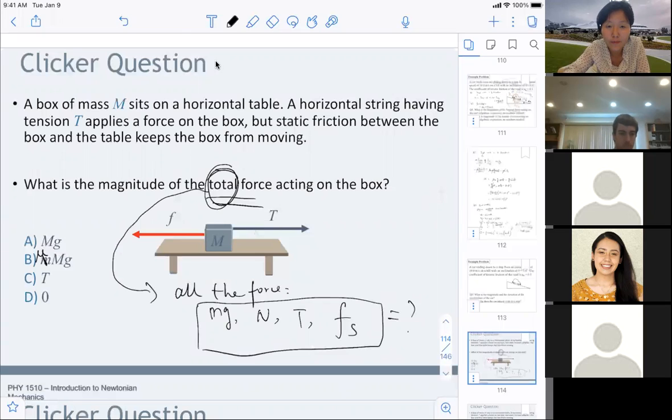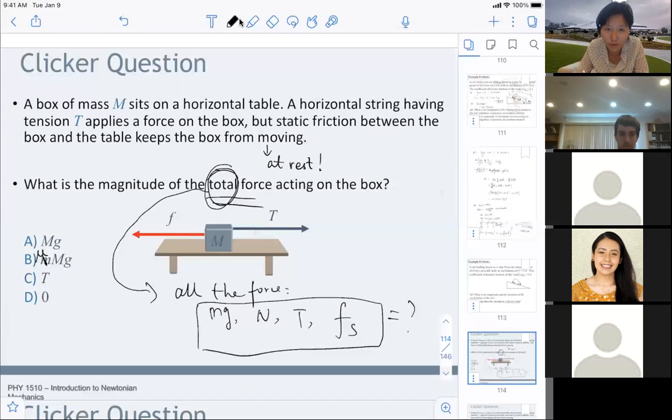Anybody? I think we know that they add up to be 0 because the box still never starts moving, it stays at rest. So I used my positive x direction in the direction of T. So I did T plus f equals 0, and T equals f, like the magnitudes. So that's how I figured it out. Ah, very good.